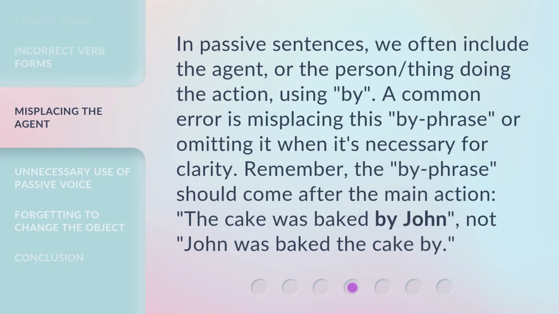In passive sentences, we often include the agent, or the person or thing doing the action, using by. A common error is misplacing this by phrase, or omitting it when it's necessary for clarity. Remember, the by phrase should come after the main action. The cake was baked by John, not John was baked the cake by.